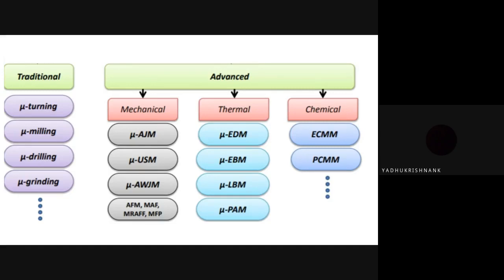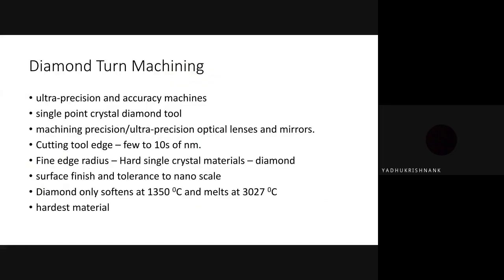Now let's go to the first topic. Our first topic is diamond turn machining. This is one of the micro machining operations or micro turning operations, where from the name itself you will get a clear understanding. That is, the cutting tool is diamond. So we are using the cutting tool as diamond, and we will see what the process characteristics are and how it is done.